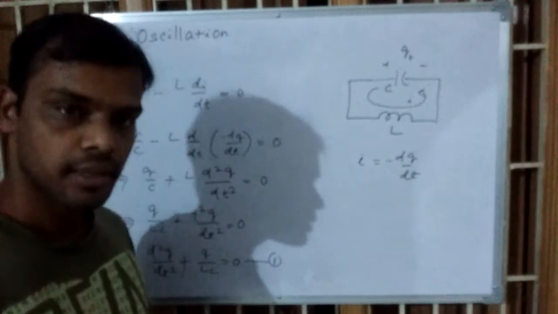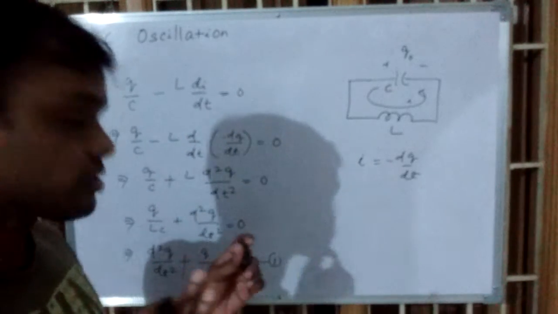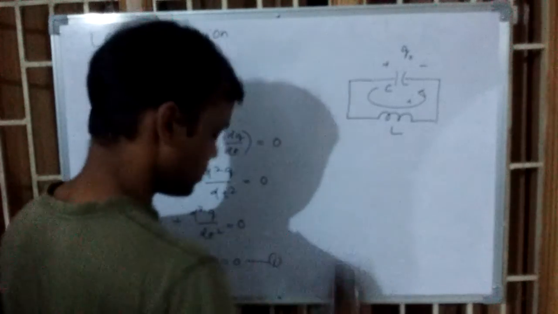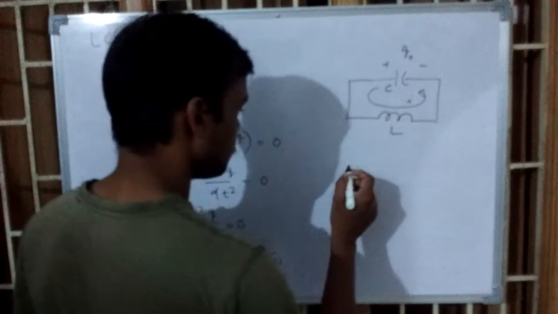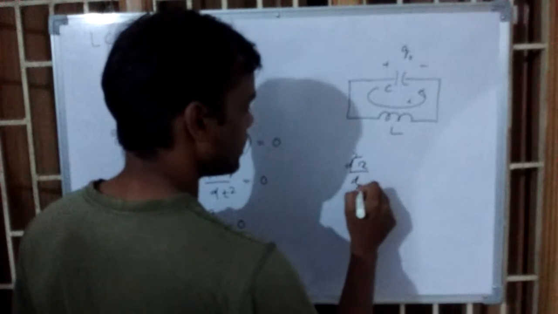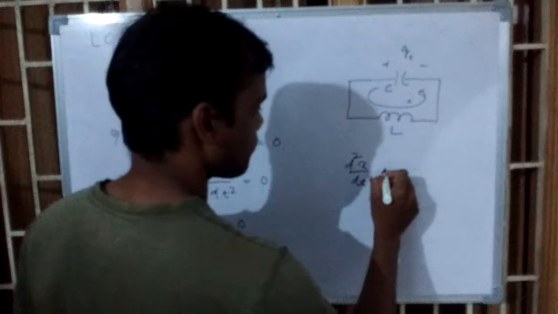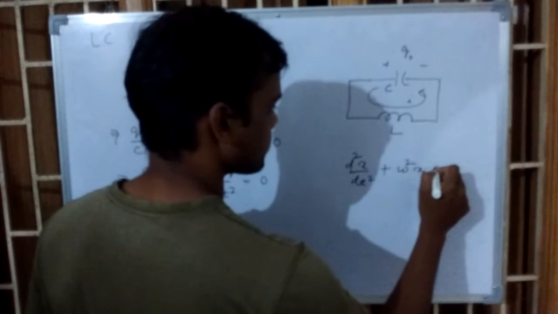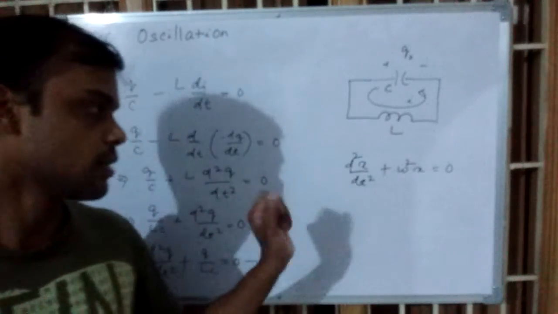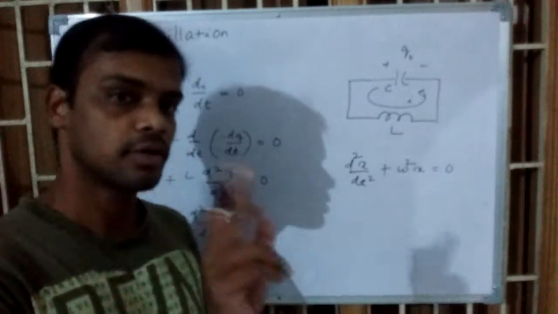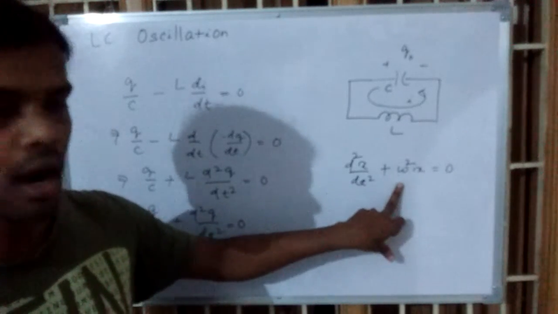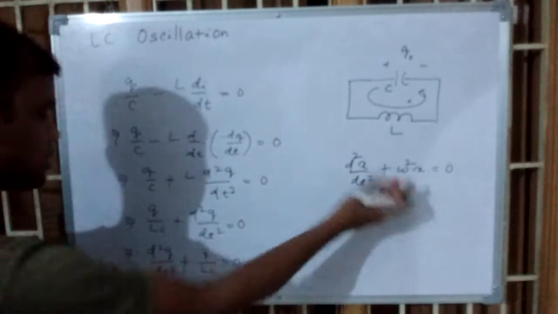Recall in 11th we studied in the oscillation chapter, a body that executes SHM. Its equation was d square x by dt square plus omega square x is equal to 0. It was the equation of a body which was executing simple harmonic motion, whose angular frequency was omega. Then compare this equation with this one.